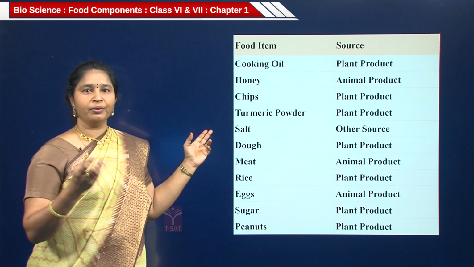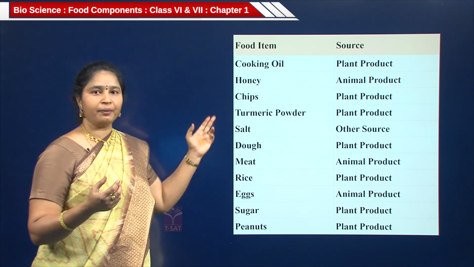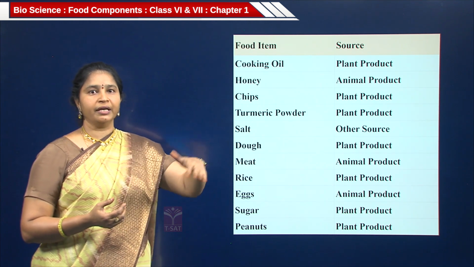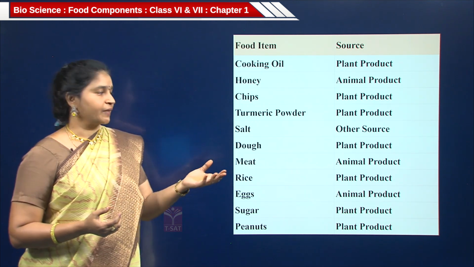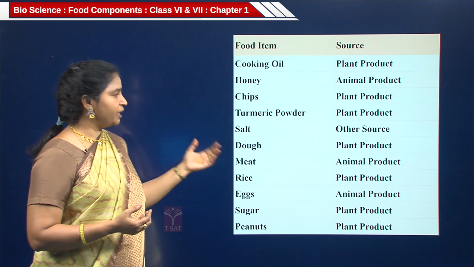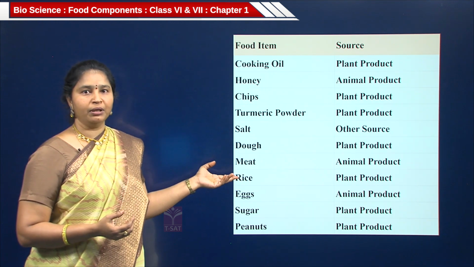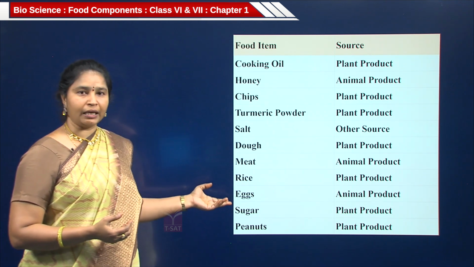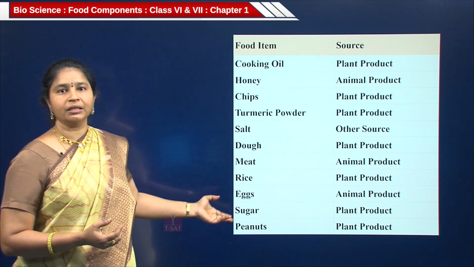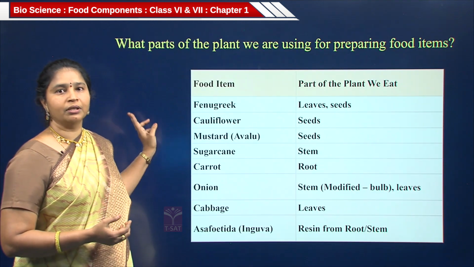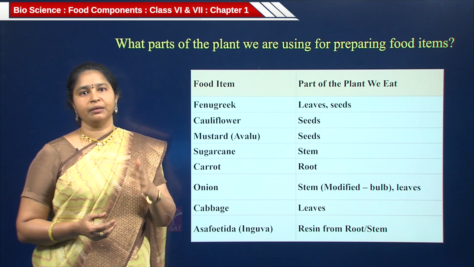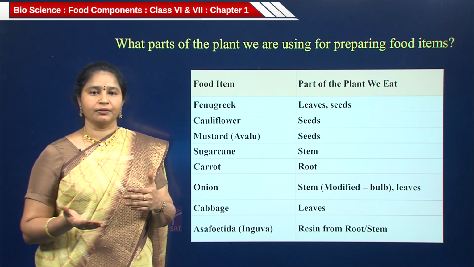Dough means pindi. We get the dough from plant products, from different grains and cereals. Meat is an animal product. Rice, plant product. Eggs, animal products. Sugar, plant product. Peanuts are plant products. So, we get different kinds of ingredients from plants and animals and other resources also.